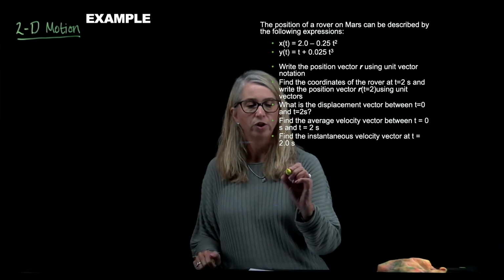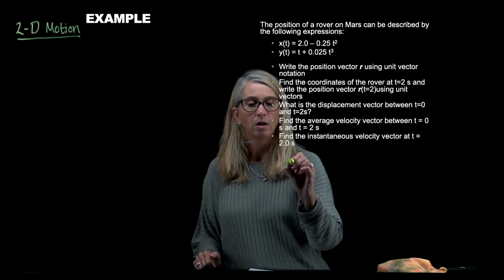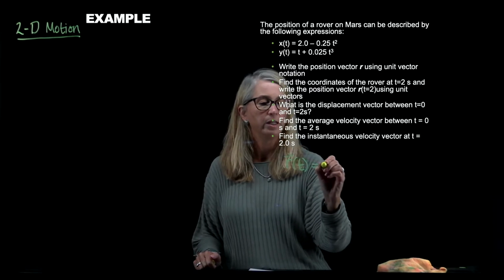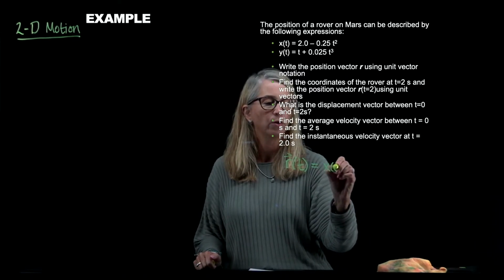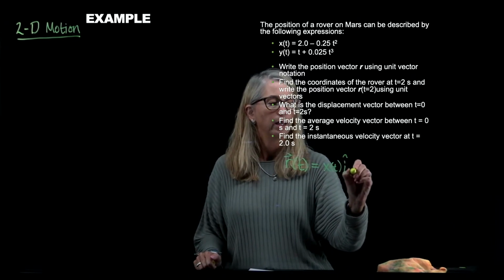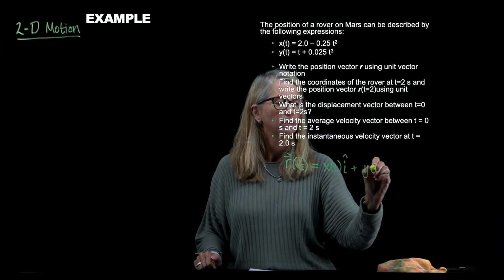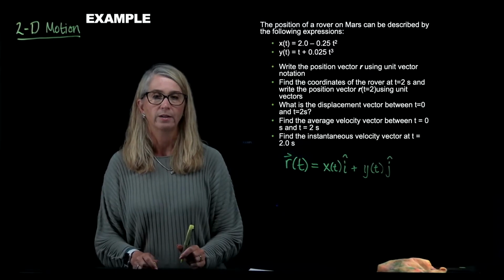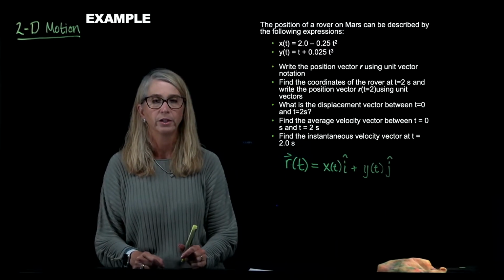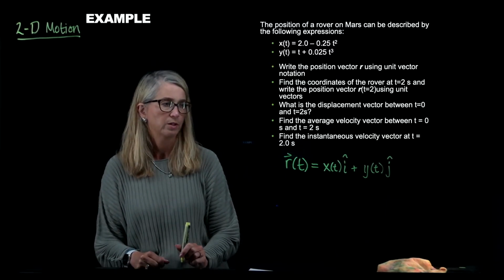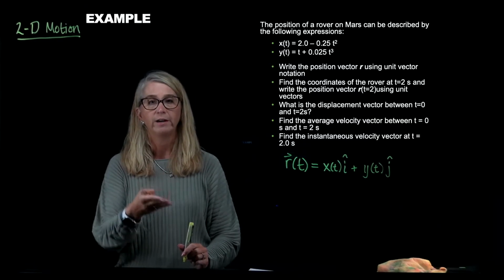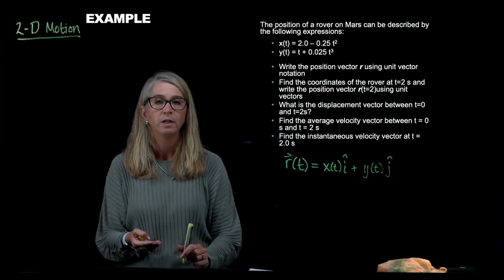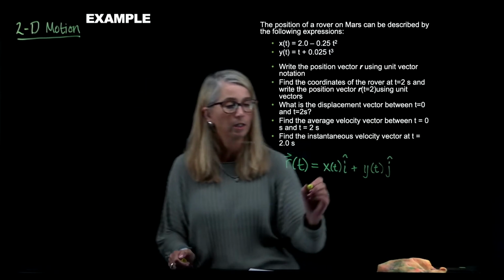So in general, r of t, the vector, would be given by an x component and a y component. And because we're just working with x and y components in this scenario, that's where we would stop. Now, I actually have expressions for how x and y depend on time, so I'm going to do a substitution here.